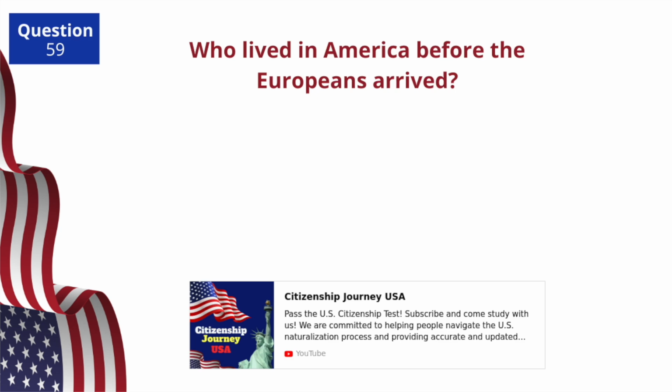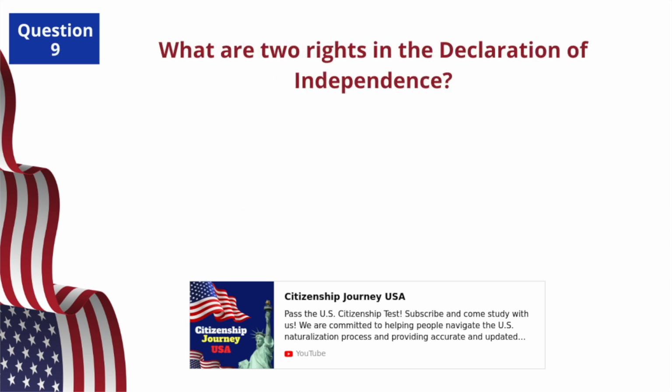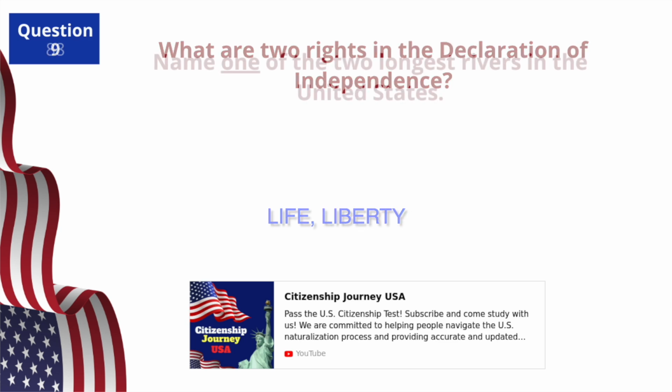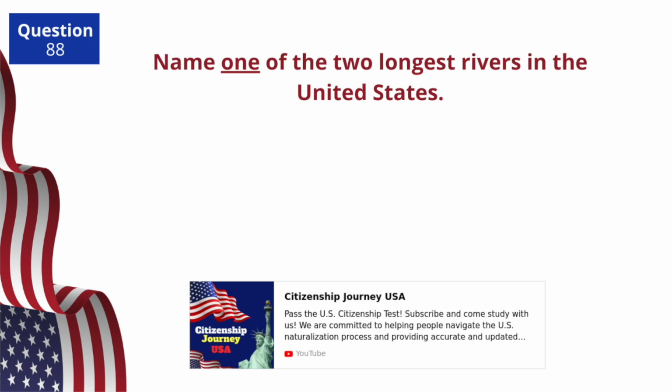Who lived in America before the Europeans arrived? American Indians. What are two rights in the Declaration of Independence? Life, liberty. Name one of the two longest rivers in the United States. Missouri River.